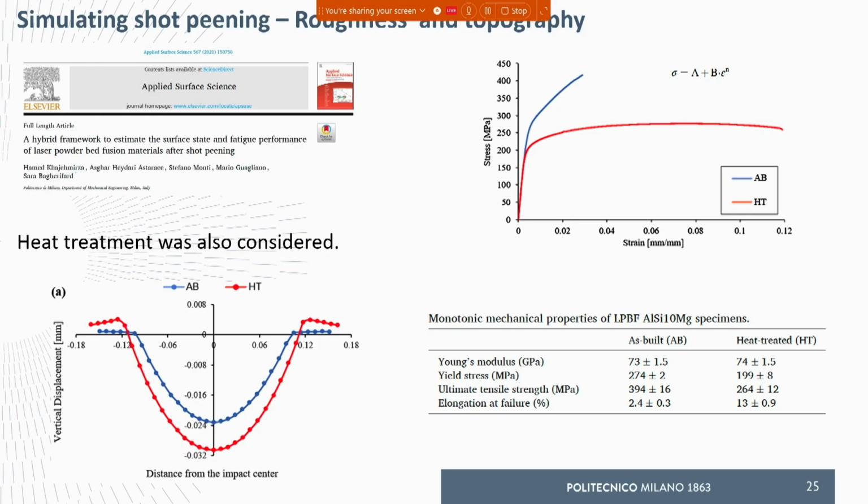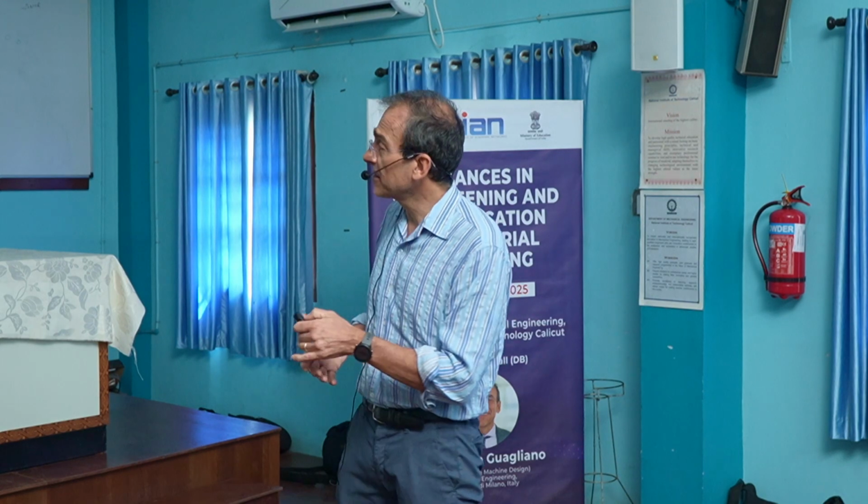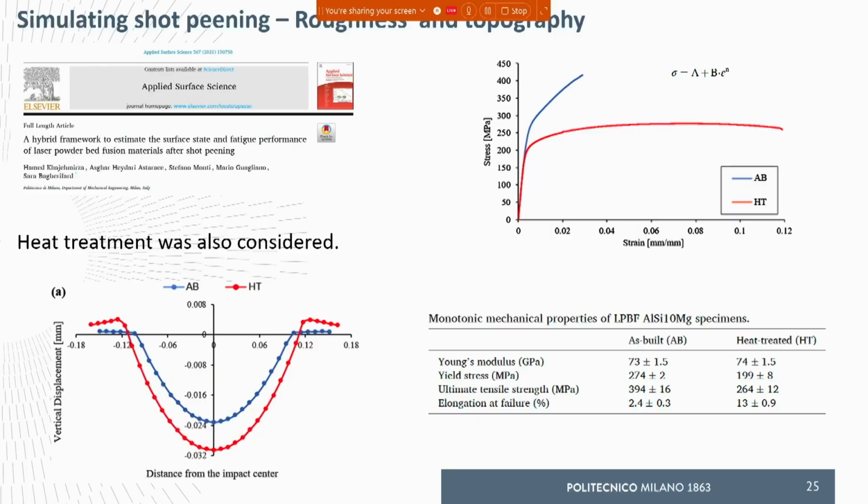Also, in this case a treatment was considered, so the surfaces were acquired and digitalized, both before and after the post-processing in terms of heat treatment. Here we can see the different static behavior, the sigma-epsilon behavior, of the material as built, the blue line, and after the treatment. That is much more ductile.